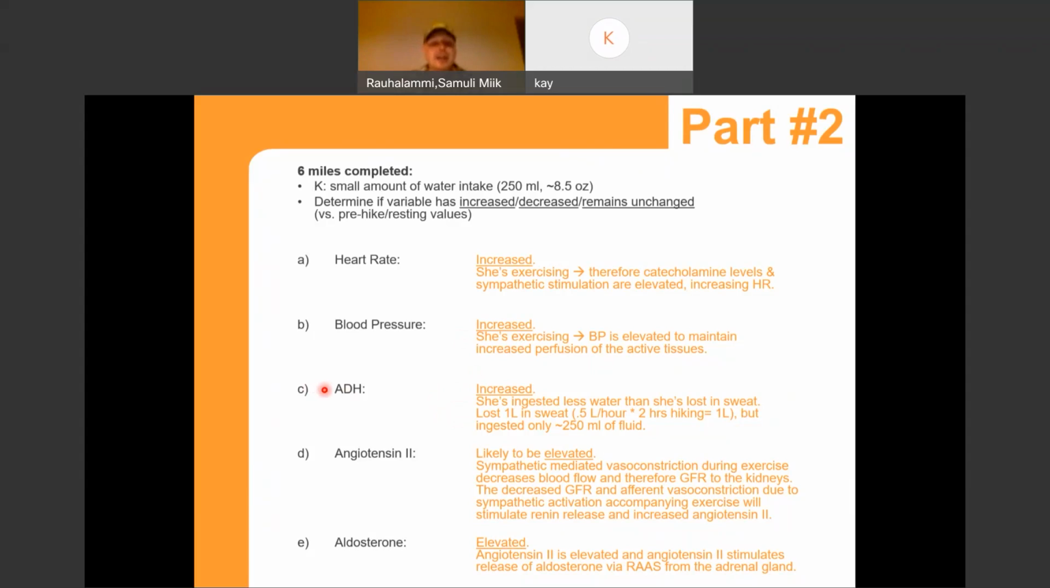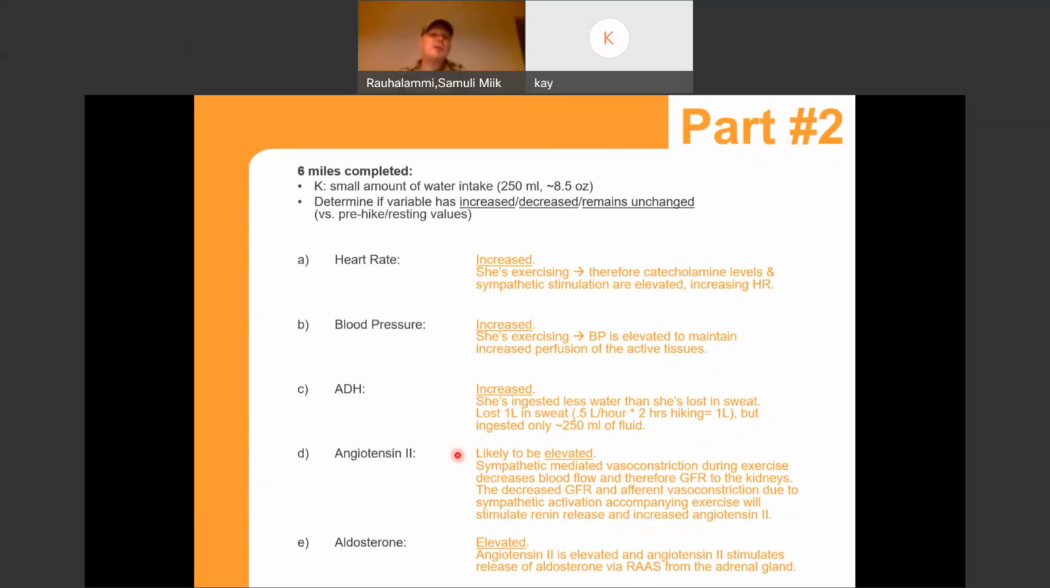The amount of antidiuretic hormone is probably going to be increased. And this is increased because she's not getting enough water. She's sweating more than she is getting new water in. So to deal with this kind of water loss, your body is now producing more ADH, antidiuretic hormone. So we're trying to maintain the little fluid that's there by making sure that she doesn't pee as much. So that's why the ADH amount is increased, because she is losing more water than she's taking in.